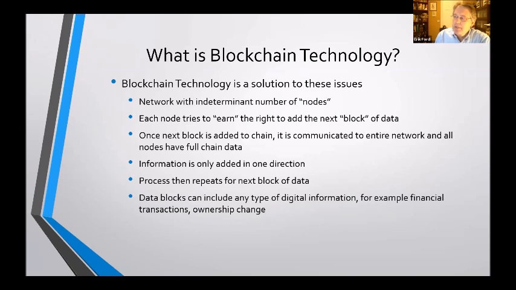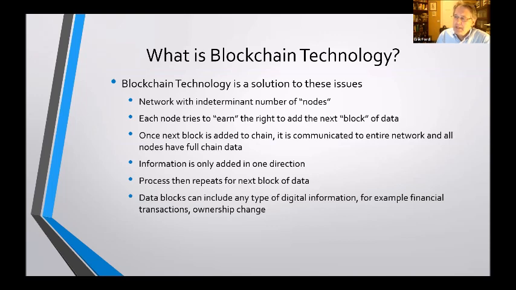So you have a network with an indeterminate number of nodes. What's a node? A node is an individual computer on a network. Node is the terminology they use in blockchain and in other networking uses. Each node tries to earn the right to add the next block of data. So the data in the chain is added block by block. You start with one piece of data, you add the next one, then you add the next one. Each node tries to earn the right to add the next block, and I'll get to that in a minute.